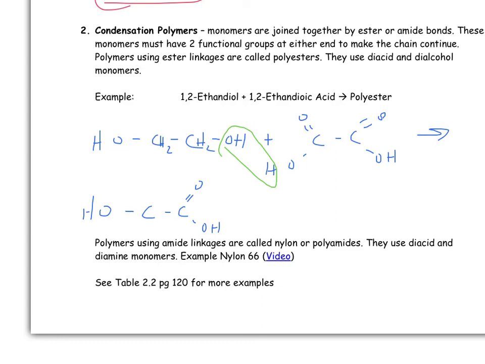Now, polymers using amide linkages are called nylon or polyamides. They often use diacid and diamine monomers. An example is nylon 66. Check out the video that I've posted on the website. For more examples of polymers, look at table 2.2 on page 120 to see the structures.